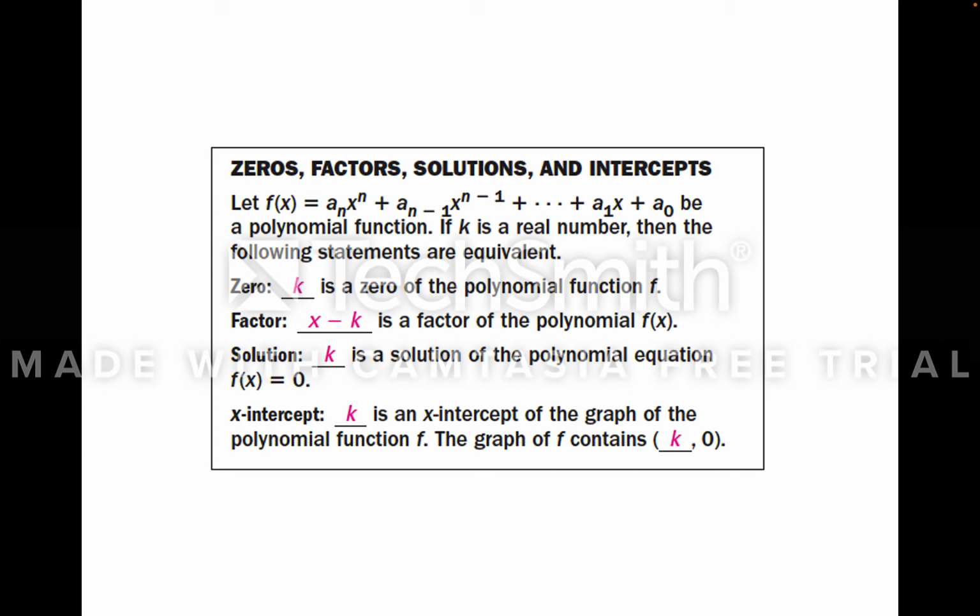Then x minus k is a factor of the polynomial function. And k is a solution to the polynomial function. And k is an x-intercept of the graph. So there's this relationship. Basically what this is saying is if a number is a zero, in other words, if we plug it into the function, if it's an x value that we plug into the function and generates an output, a y value of 0, then x minus that number is a factor. We consider that number to be a solution to the polynomial function when we set it equal to 0, and it is the x value of an x-intercept.